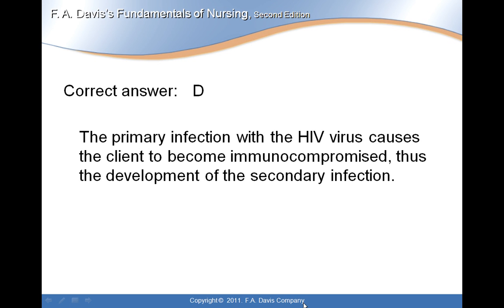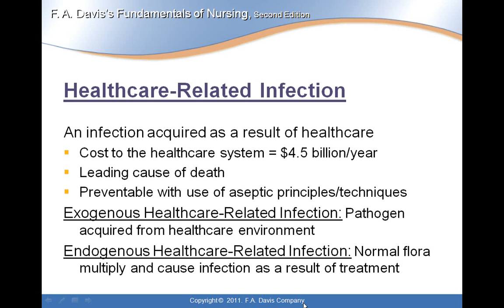And so this information is in your book on page 413. Okay, so when we talk about healthcare related infections, an infection acquired as a result of healthcare, it costs the healthcare system $4.5 billion a year. It's the leading cause of death, and it is preventable with the use of aseptic principles and techniques.